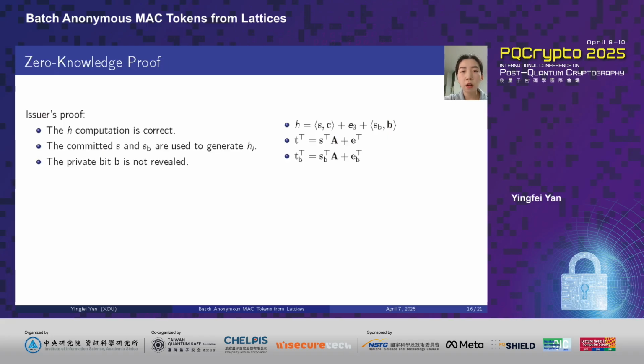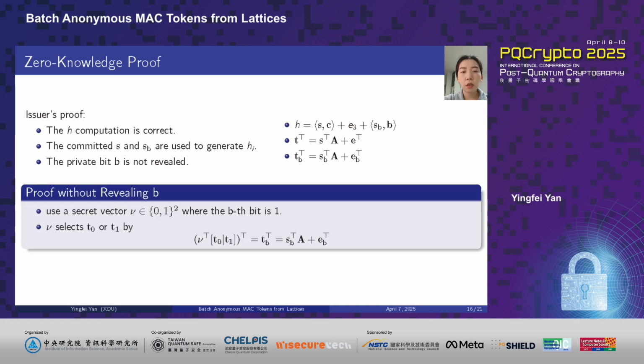A critical innovation in our construction addresses how the issuer proves correctness of H without leaking the private bit. Let me unpack this challenge and our solution. First, the issuer must prove the correct computation of H equals the inner product of S with C at E3 and the inner product of S bit with B. Second, the proper usage of committed secrets S from T and S bit from T0 or T1, and complete privacy of the bit B. The first two equations might be easy as they are simple linear relations and one can apply basic lattice techniques, but the technical barrier is that directly proving the bit's involvement would reveal its value, thus violating privacy.